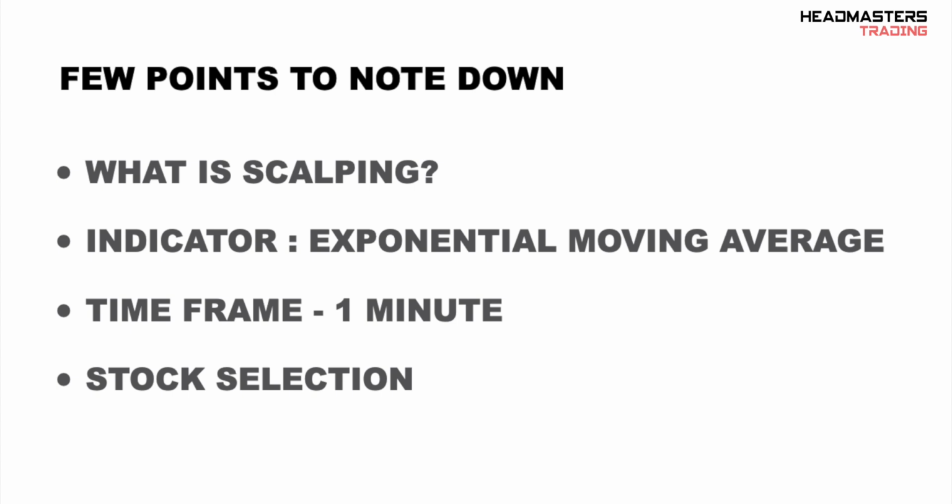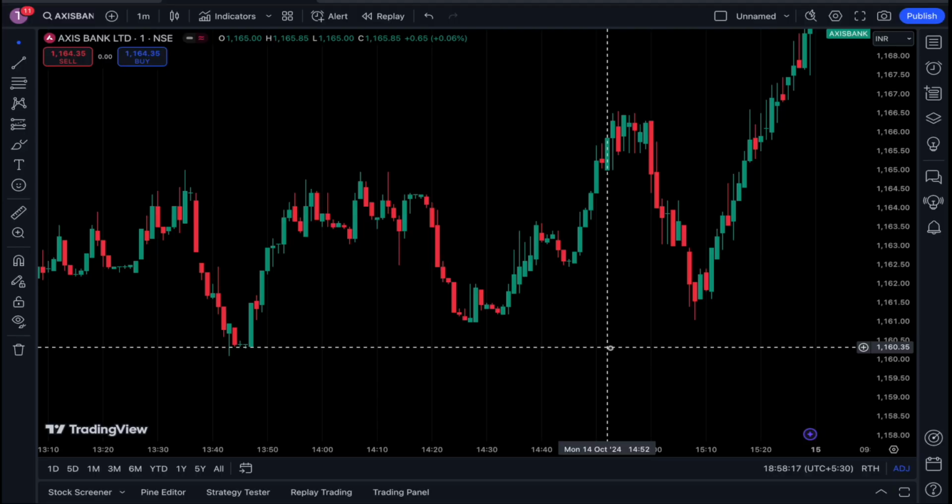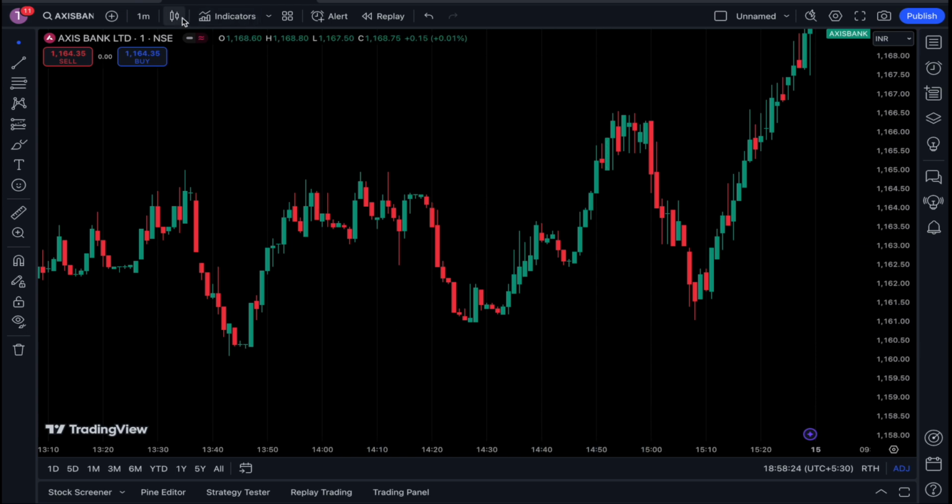The fourth point is stock selection. Obviously, we will be looking for stocks with higher movement or higher volatility in order to gain some good intraday moves. This strategy will not work if you apply it on a stock with sideways movement. As told earlier, we have to select a momentum stock, and here I am selecting Axis Bank. The time frame which I am taking is the 1 minute time frame, as you can see on the screen.